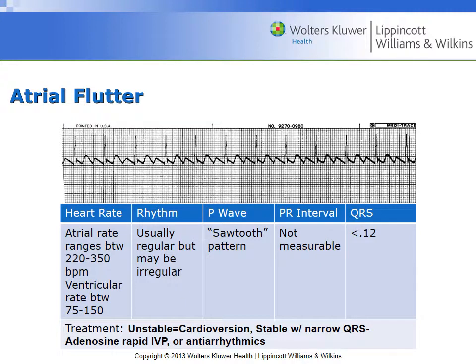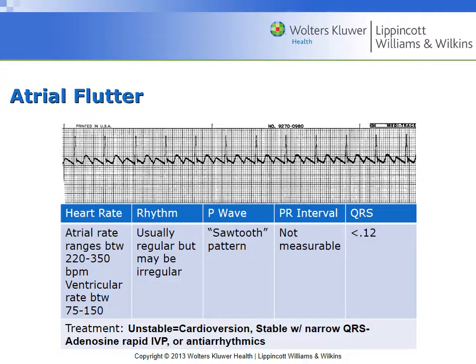Atrial flutter. Atrial flutter has the same problematic issues as atrial fib, in that it causes pooling in the atria and it causes other problems. The difference between atrial fib and atrial flutter is that there is contraction within the atria. However, it's very, very fast and not effective.